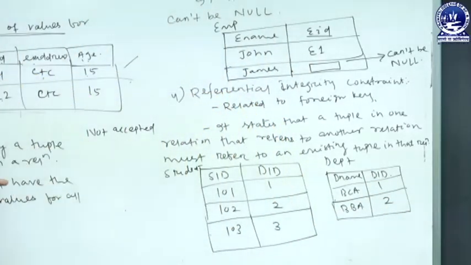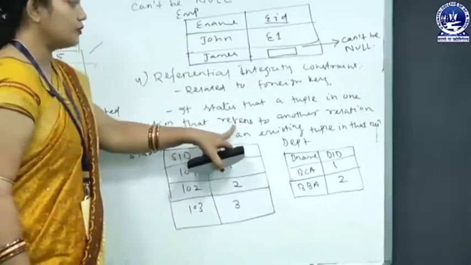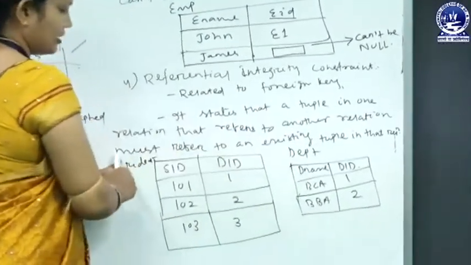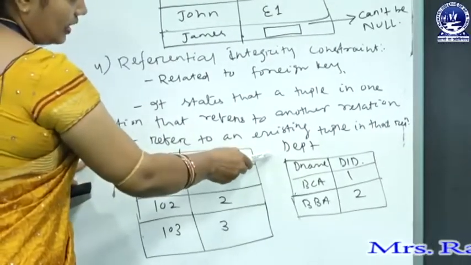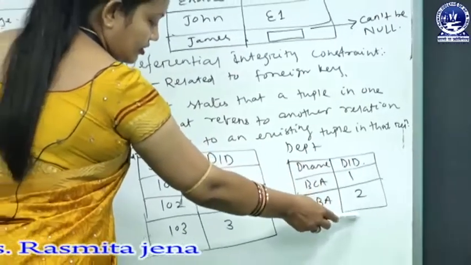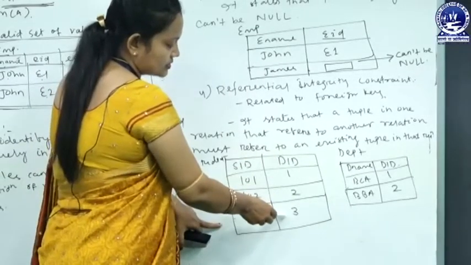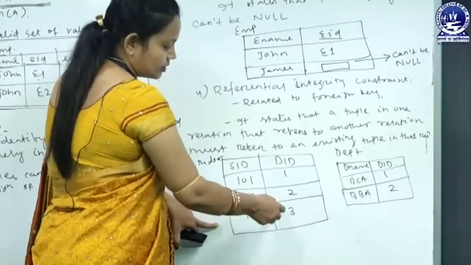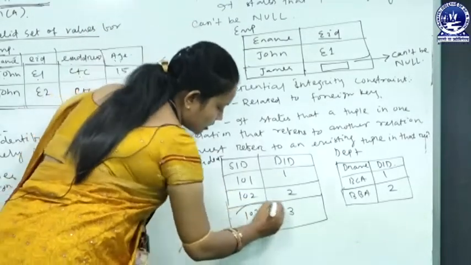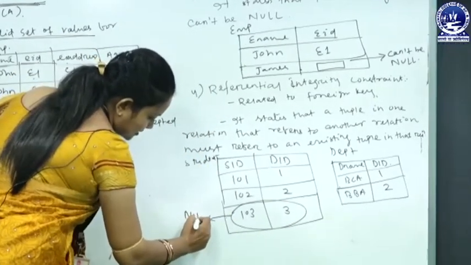As per the referential integrity constraint, a tuple in a relation that refers to another relation must refer to an existing tuple in that relation. It means that here you can see that in the department table there is no department having department ID 3, but here I am putting one tuple having department ID 3. So, this will not be accepted because we do not have any department having ID 3. So, this tuple is not accepted into the relation.